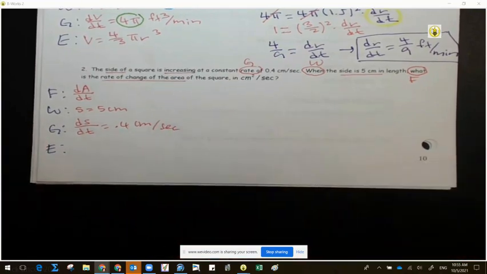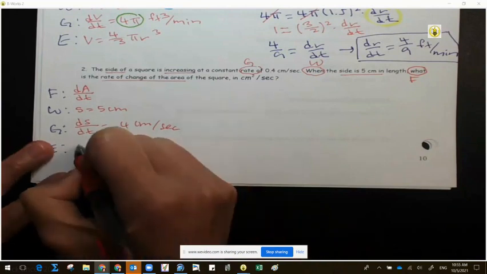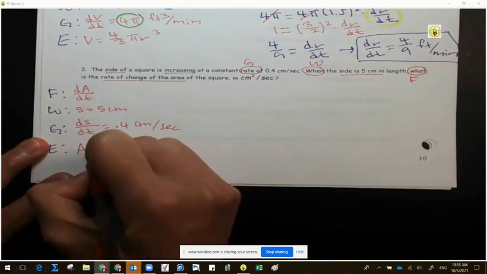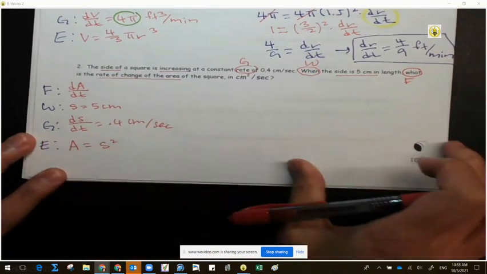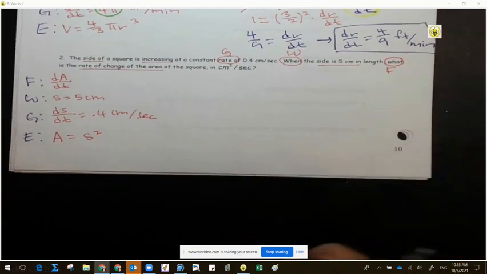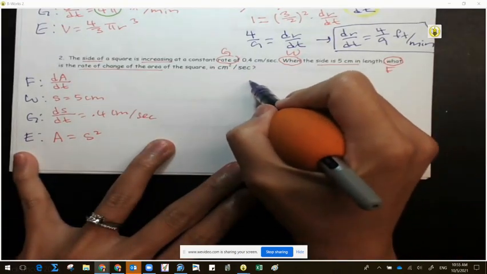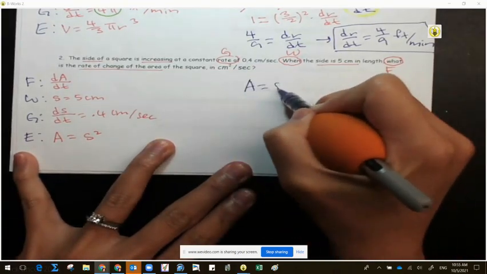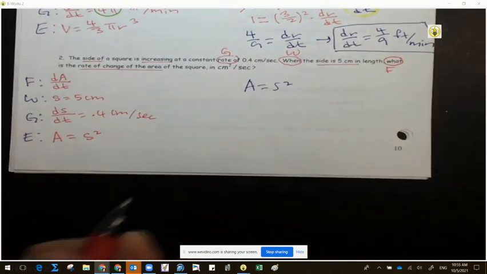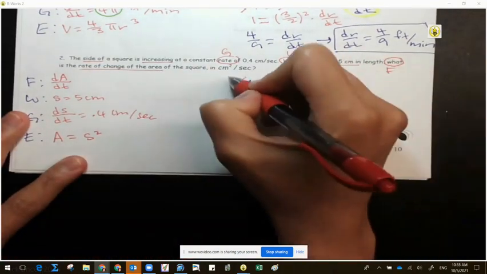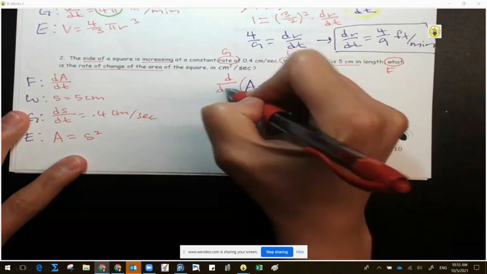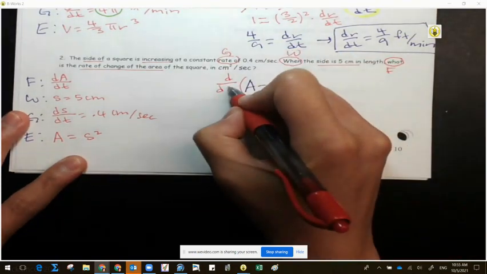And the equation on this one, not given. How do we find the area of a square? Side squared. The simple ones like that, I'm not going to give you. So let's go ahead and rewrite out that equation off to the side and figure out what we need. So we have the area is equal to side squared. And let's go ahead and differentiate the derivative of this function with respect to x or t.